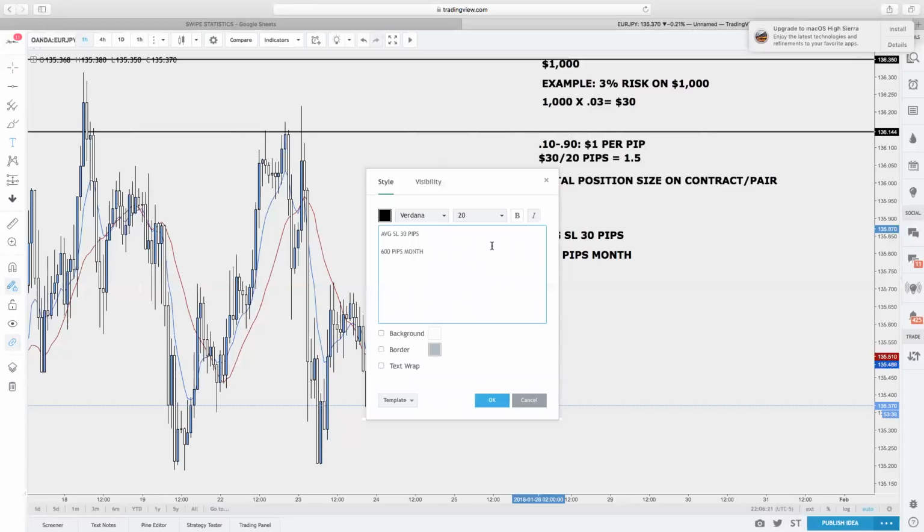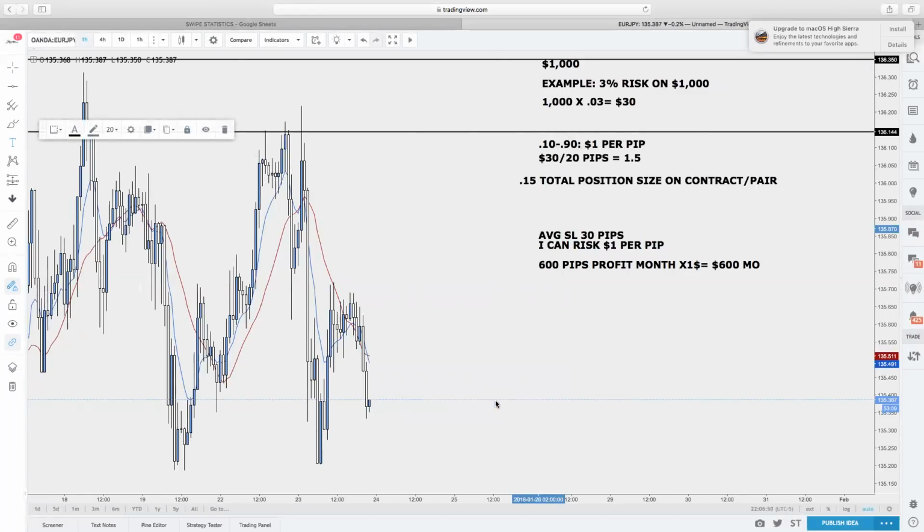Even if I do 600 profiting pips a month times that $1, because if the average stop loss is 30 pips, that means I can risk, right, $1 per pip. If I get 600 pips profit in a month times $1 would equal what? $600 a month. Again, not a guarantee. If I catch every trade following the same risk on every single trade. This is why it's such a powerful tool.